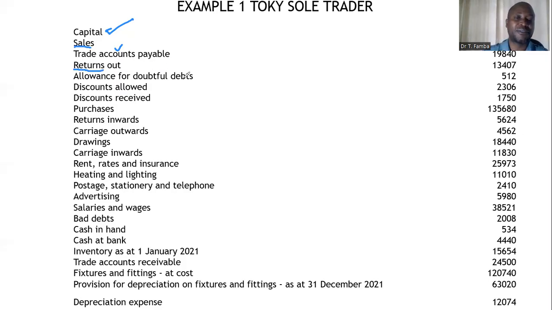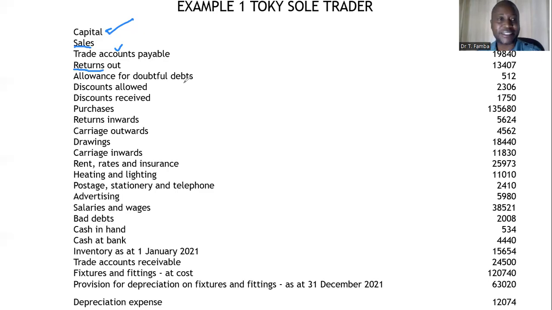Then we have allowance for doubtful debts. If there are any changes to the allowance for doubtful debts, it should have an effect on our statement of profit or loss and other comprehensive income. So we should be able to pick this from the adjustments. Remember, today, the focus of this lecture is to attempt some simple adjustments.